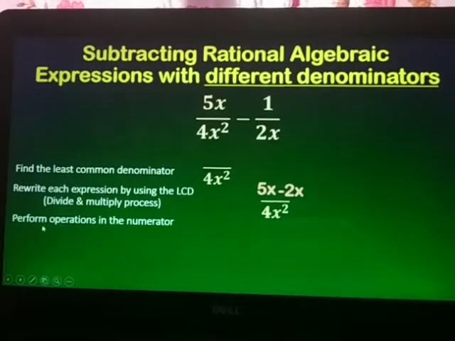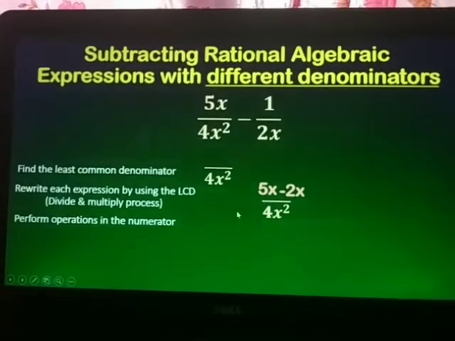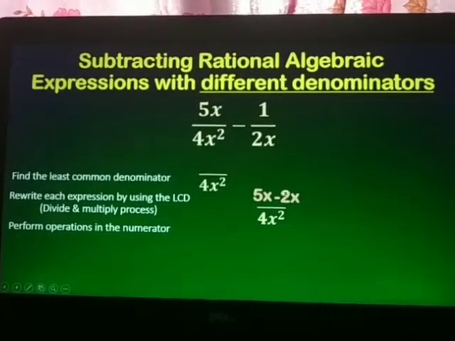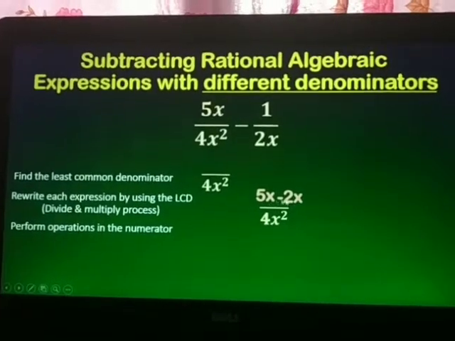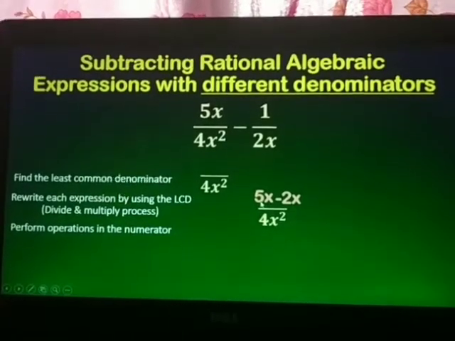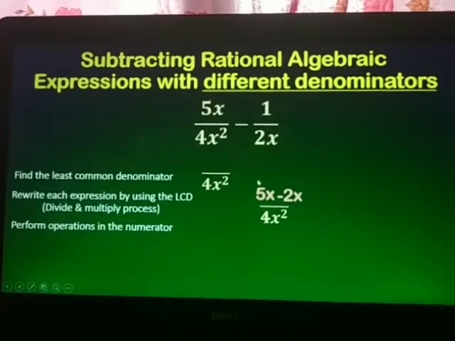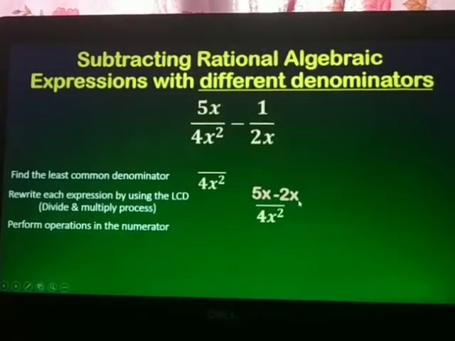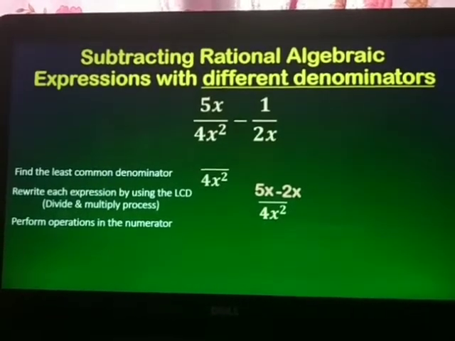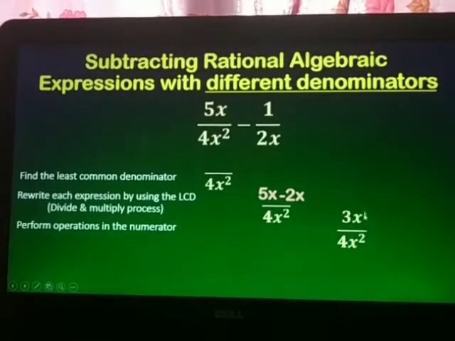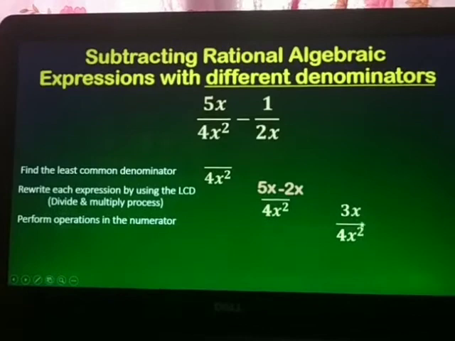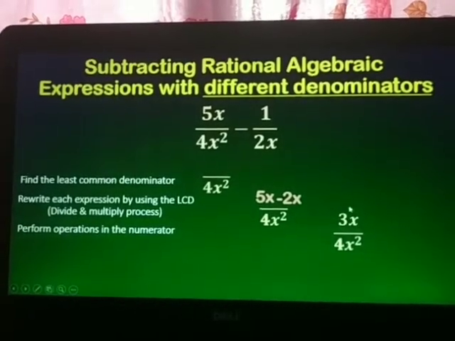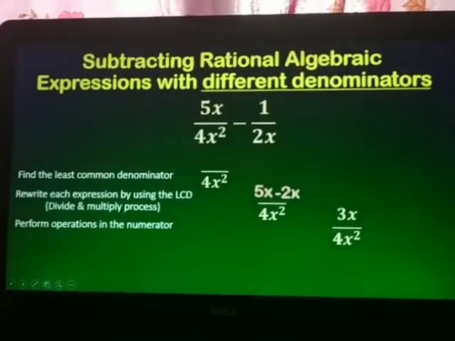Next step, perform operations in the numerator. Now 5x can be subtracted by 2x because they have the same variable with the same power, so we can combine them. Let us subtract 5x minus 2x. The answer is 3x over 4x squared. Remember, always copy the denominator. Okay, again, we got 3x from 5x minus 2x.